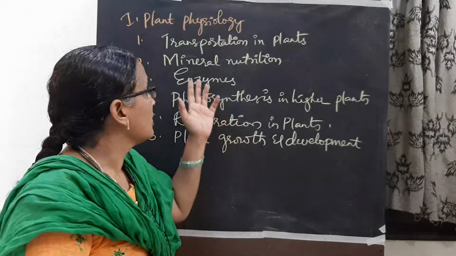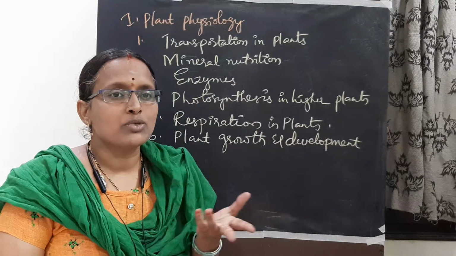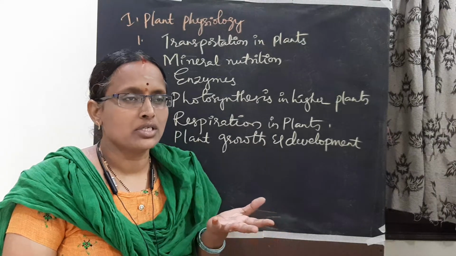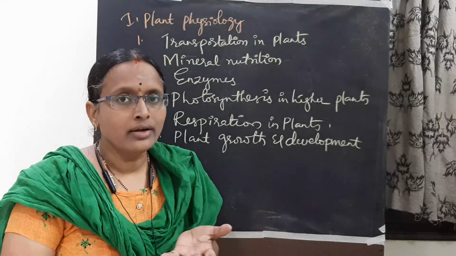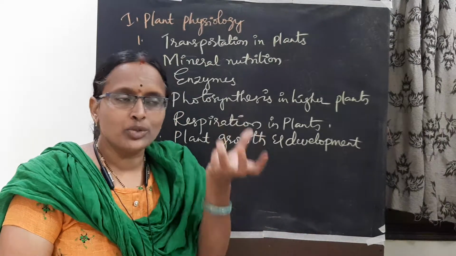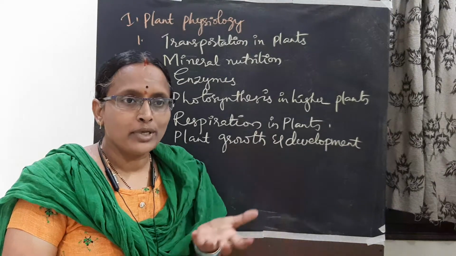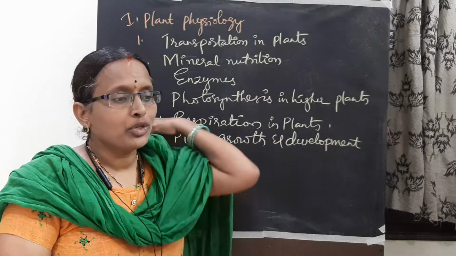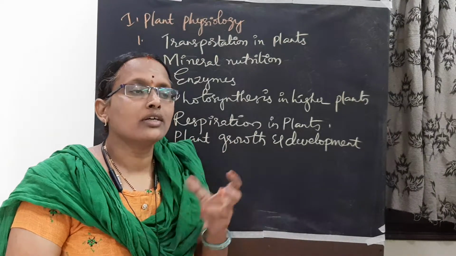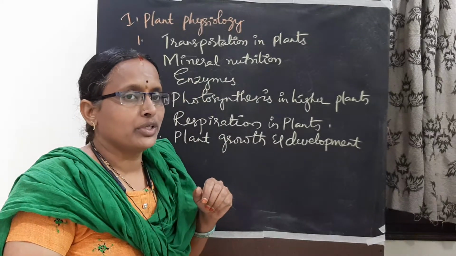The second chapter is mineral nutrition. Plants take different types of nutrients, micronutrients and macronutrients, which are helpful for their growth and development. How these nutrients are taken by the plant, and what happens to those elements after entering the plant body, we are going to study in plant nutrition.